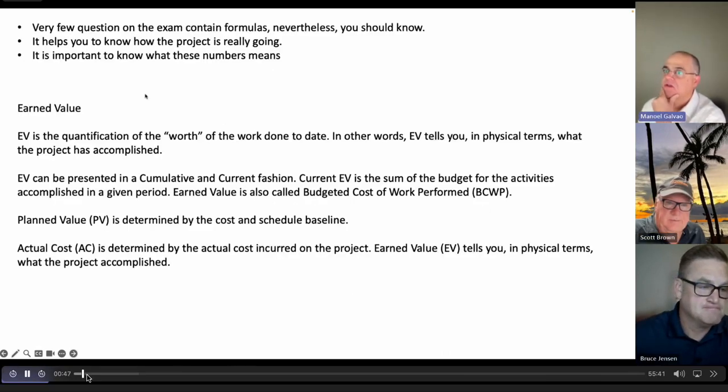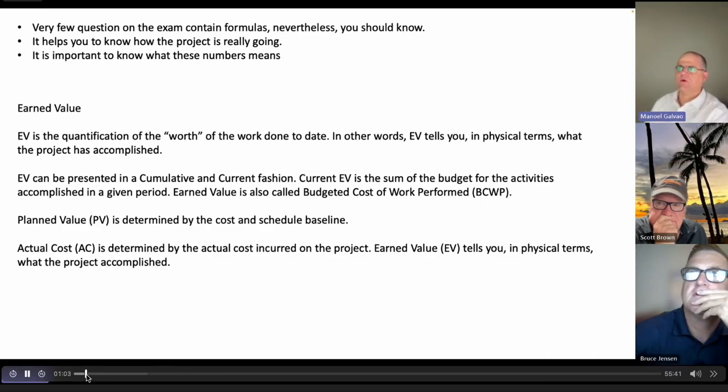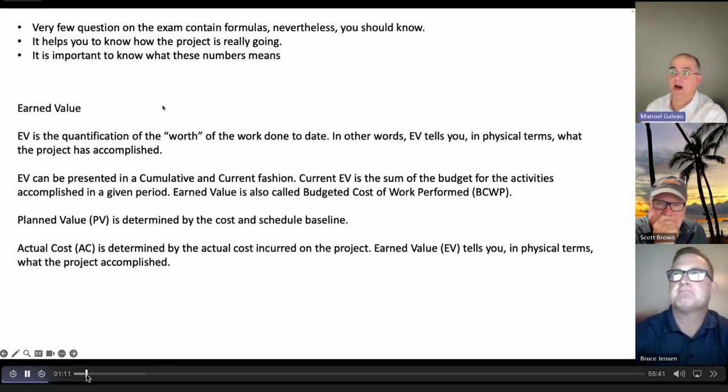Okay, very few questions on the exam contain formulas. Nevertheless, you should know. I've seen a lot of questions in the PMP exam, but I haven't seen a lot of them containing formulas and asking you to calculate so far. But these formulas help us know how the project is really going. It is important to know what these numbers mean, because some of the questions will not ask us to calculate. They will show a certain scenario and say, this is the number, what do you think about this project? So even though we don't remember exactly the formulas and the calculations, we know the meaning behind them. That's one of the most important things.